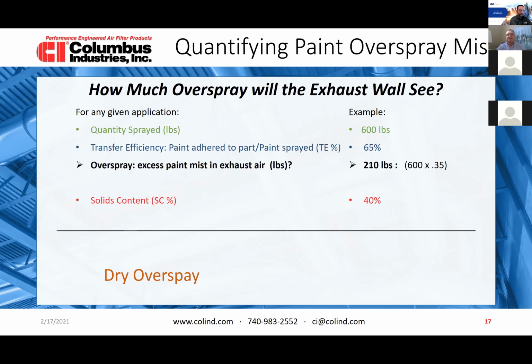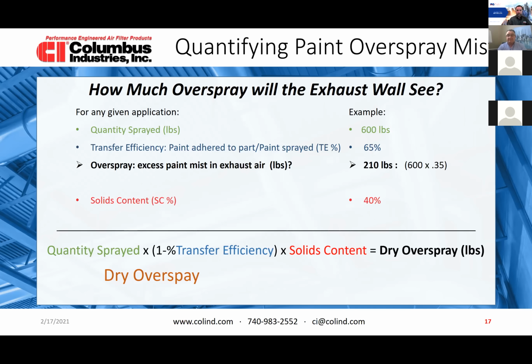So how do I calculate my dry? I take the quantity that I sprayed and multiply it by the solids content. So it's going to be your 210 pounds times 0.4. And that's how you get your equation. That's how you get your dry extract, as it's also referred to, that's going to be left on the filter.